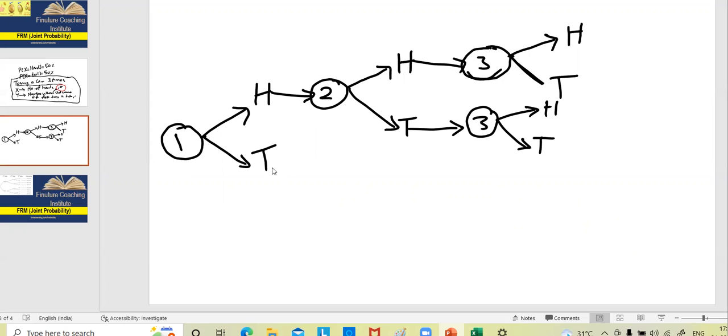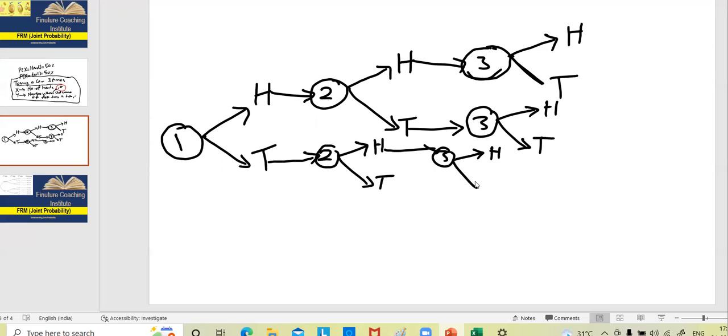Now let's explore the possibility when we get tail in our first outcome. Over here also we'll do the same. When you have tail in your first toss, then in your second you can get head or you can get tail. This will again expand to the third toss, again with head or tail. Similarly on this node also: in your first outcome it was tail, in your second outcome it was tail, and again there are two possibilities.